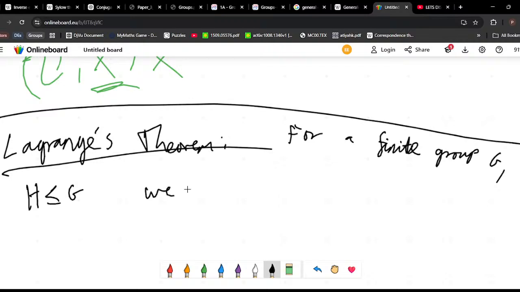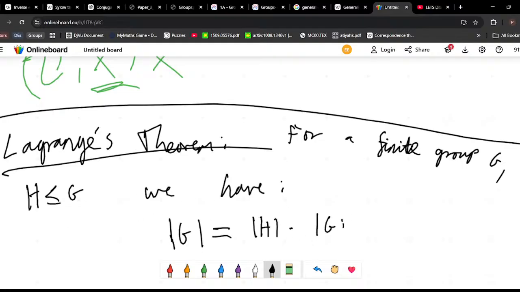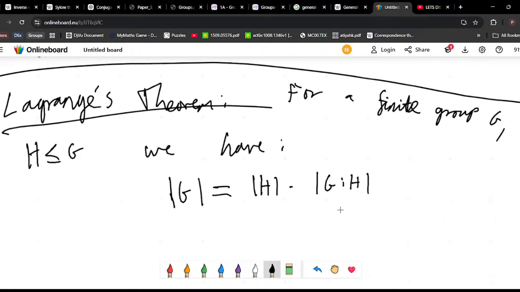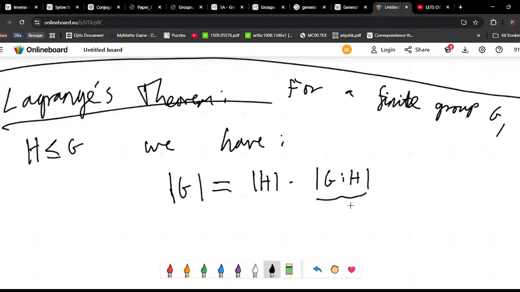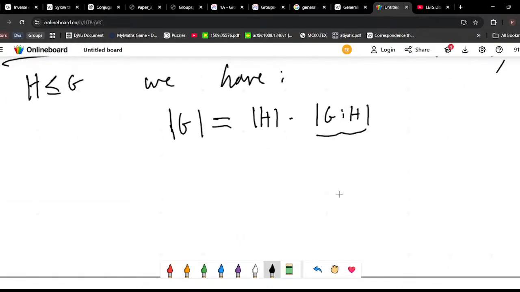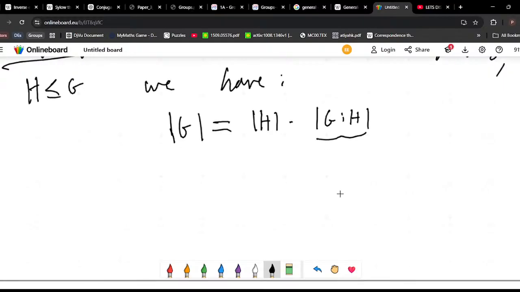Now we have that the order of G, which is the number of elements in G, can be calculated as the number of elements in the subgroup H times the number of cosets. Now, you might be wondering, what on earth is a coset? Well, we'll derive this, so fear not.